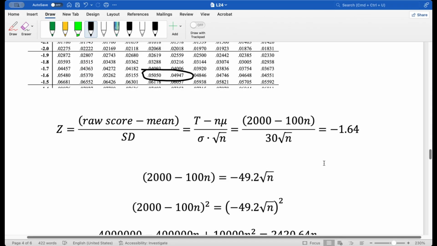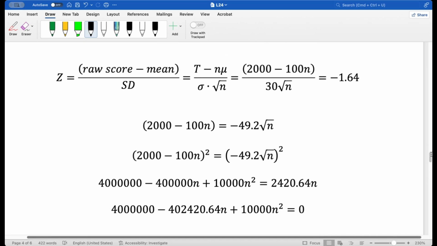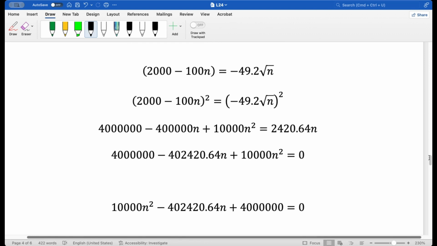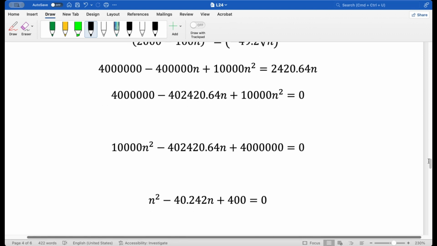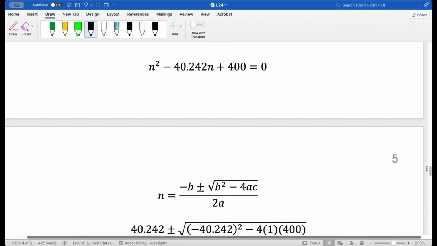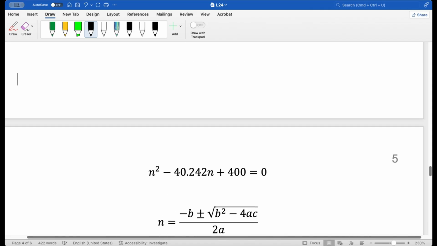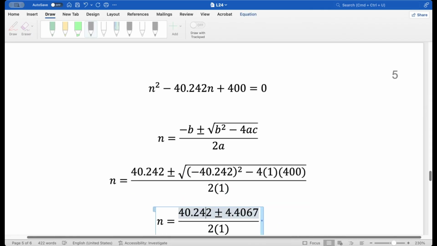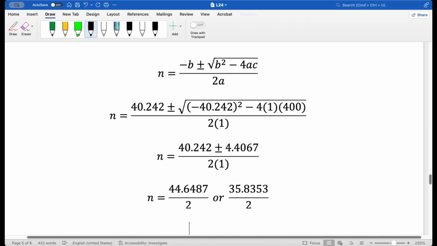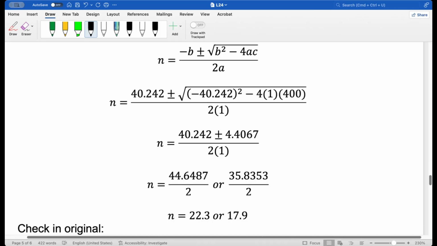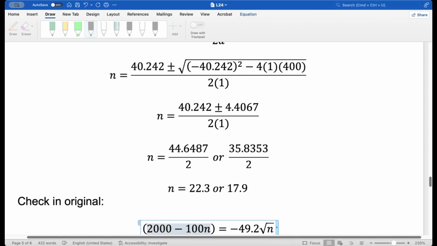If you want to solve it algebraically, you can square both sides. Distribute, FOIL out on the left-hand side. Right-hand side, squaring negative 49.2 is 2420.64, and the root goes away from the n. Bring everything to one side. We get it set up for the quadratic formula, divide it out by 10,000. You can do the quadratic formula on this. And you get two answers here. You get 22.3, 17.9.